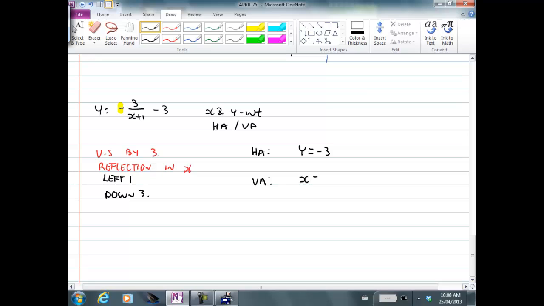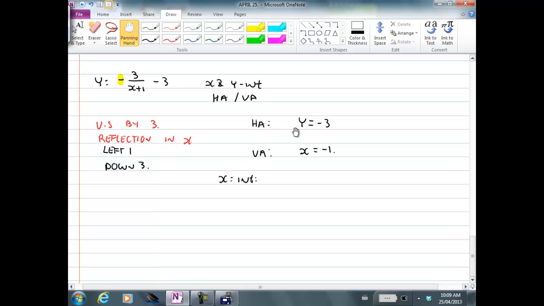Now when I graph this out, I can't graph it yet because I'll be missing a bunch of key points. So I want you to take a minute right now, find your x-intercept. My HA? Because it's down 3. Because when you do vertical, no, it's only the horizontal stuff.